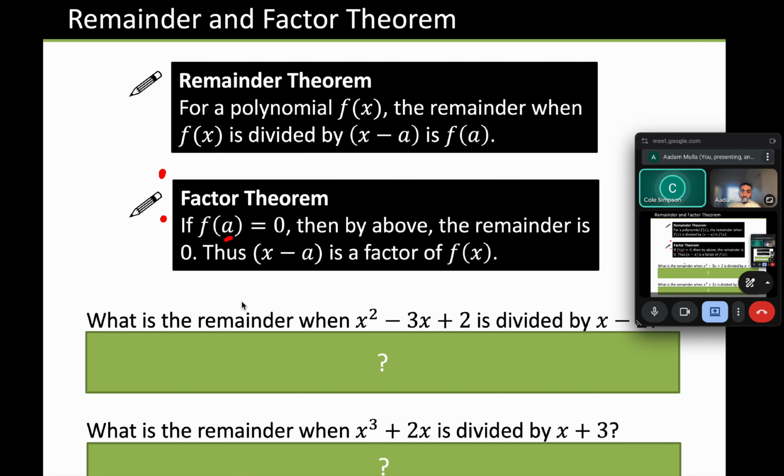I think the bottom one's okay. So it's basically saying if I substitute something in and I get 0, that means it's a factor. If I don't get 0 when I substitute it in, that means it's not a factor. That means I've been left with a remainder.